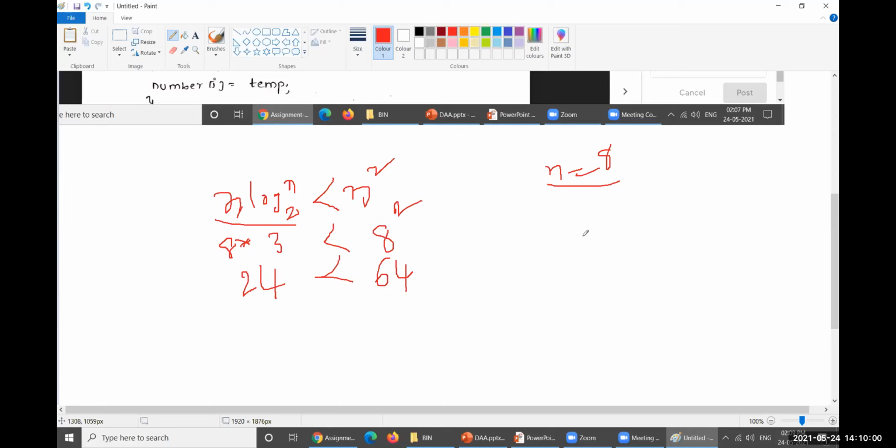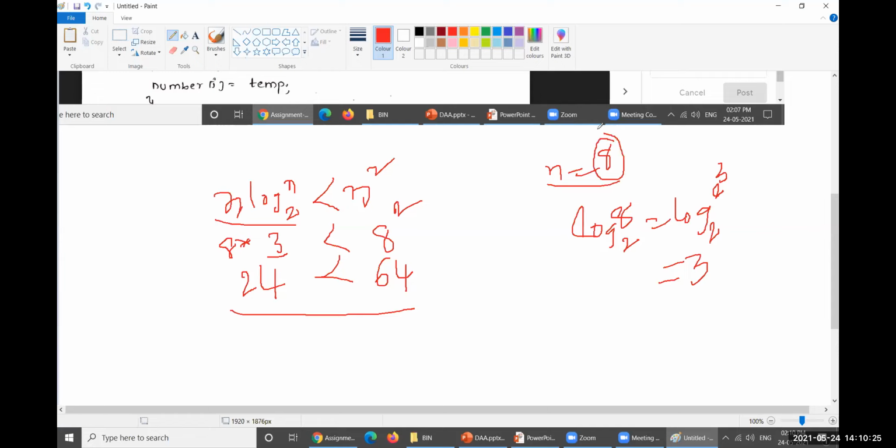If you have log base 2 of 8, it is 2 cube, therefore it is 3. That is why I have written 3 here. 8 threes are 24, and 8 square is 8 into 8, 64. So look at this, how much gap there is. Approximately a 40 operations gap for a very small input. If you take a very huge N, say 10 power 20, you could understand how much gap there will be.